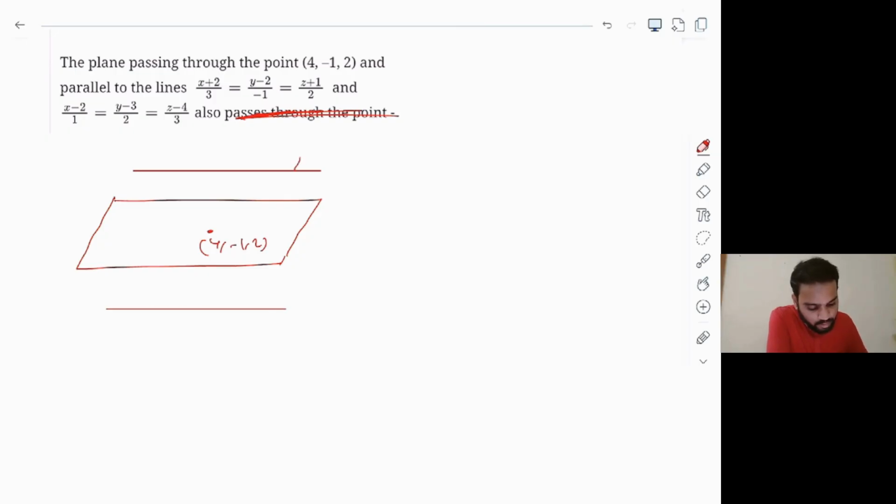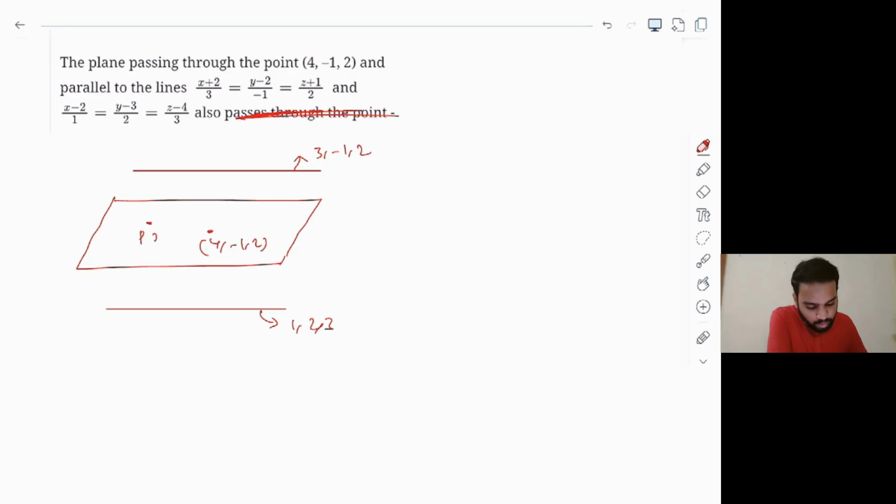So what is the first line's DRs here? Clearly it is 3 comma minus 1 comma 2. What about the second line's DRs? 1 comma 2 comma 3. And now we have to find out the plane equation. I think it is very simple because it is one of the previous concepts we discussed already. What is our first thing?